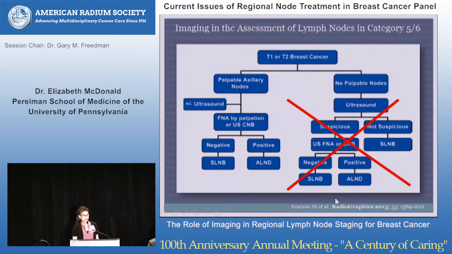In my opinion, now with the advent of these trials, we should take off this part of the graph completely. And if it's a T1 or T2 breast cancer with no palpable nodes, we should not proceed to imaging.